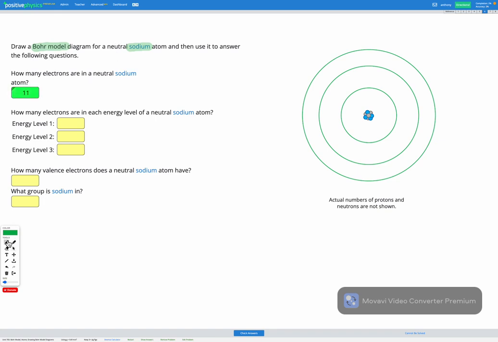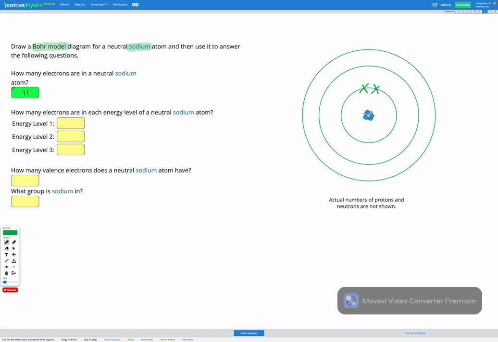So you can go ahead on a piece of paper and draw out our diagram. So we've got 11 electrons in total. The first energy level shell can only fit 2 electrons. So I'm going to draw them in here. So we've got 2 electrons there.